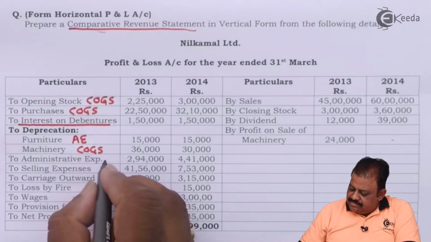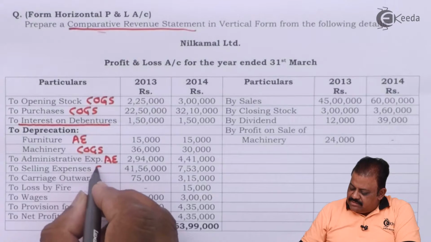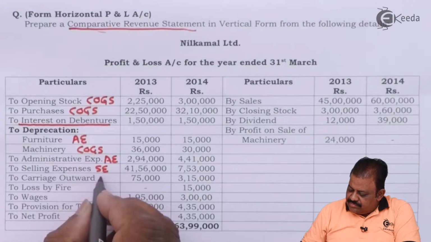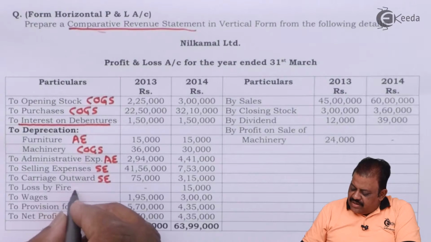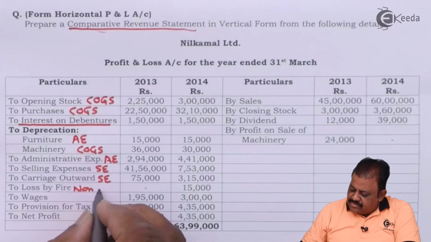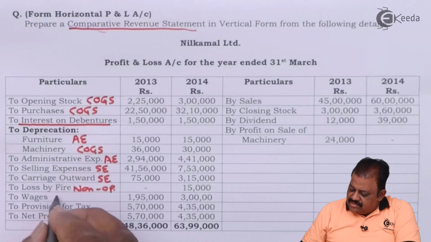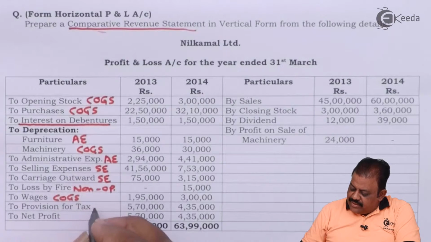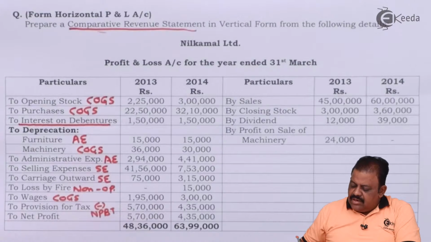Administration expenses, selling expenses, carriage outwards, selling expenses, loss by fire, non-operating loss, wages, cost of goods sold, provision for tax, less from net profit before tax.